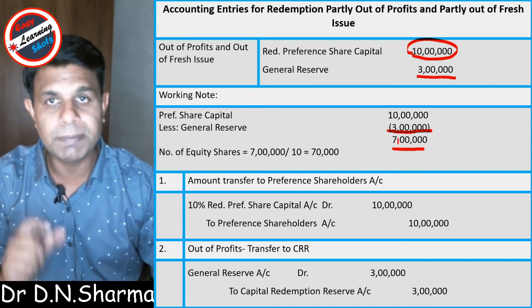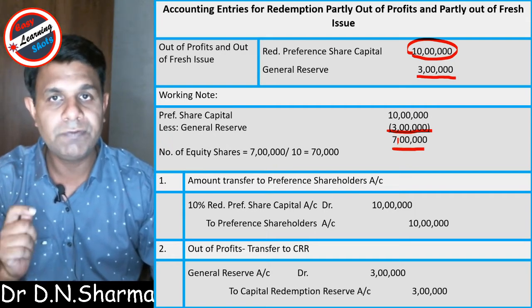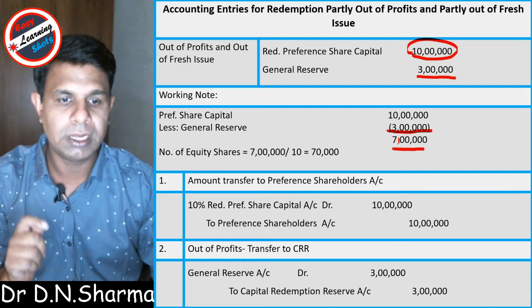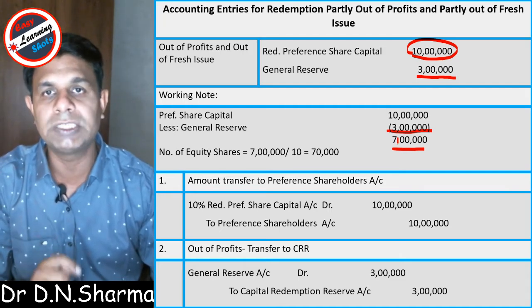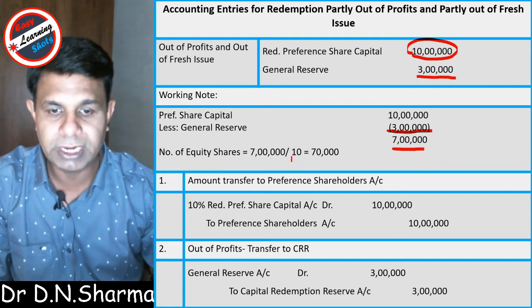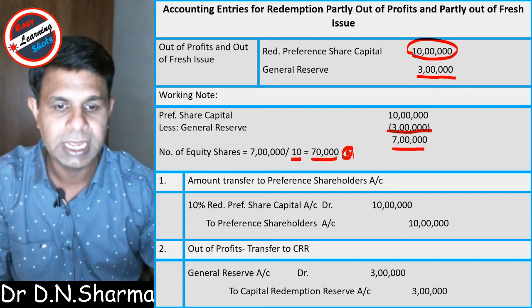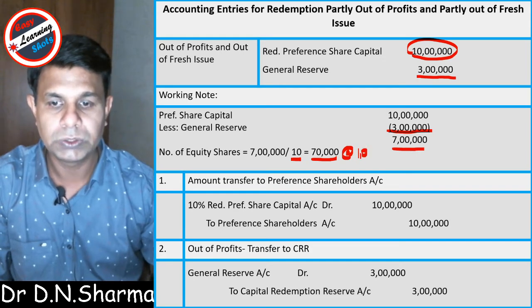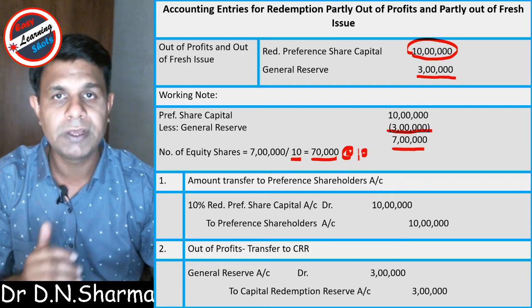But you have to remember this, that when we adjust out of fresh issue, then we divide the remaining amount with the face value of equity share, not the issued price of equity shares. So we divide with 10 rupees. So the company issues 70,000 equity shares at the rate of 10 each. So the company does redemption here out of profits and out of fresh issue.